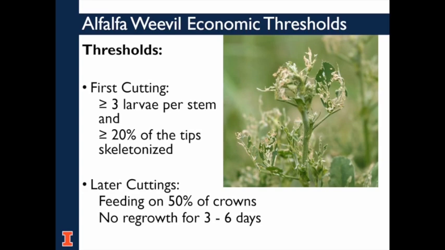Scout for alfalfa weevil after each alfalfa cutting because this is when insect injury is most likely to occur. There are different economic thresholds for different cuttings. After the first cutting, if you find 3 or more larvae per stem and 20% or more of the tips skeletonized, you can apply a treatment. After all later cuttings, if there is feeding on 50% of the crowns and no regrowth for 3 to 6 days, you can apply a treatment.